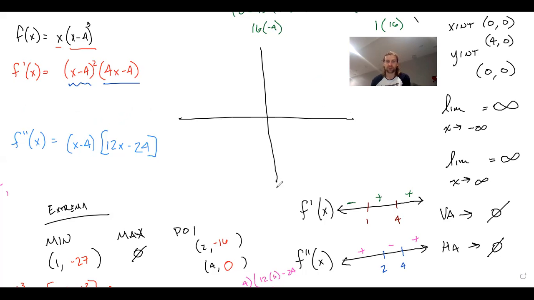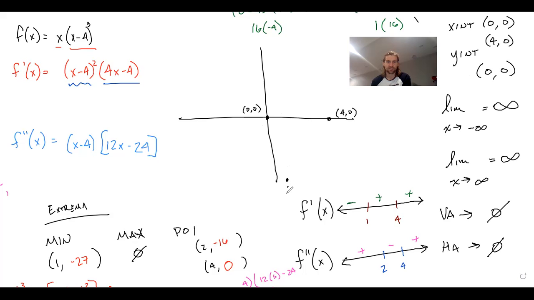So we could make a scale that goes all the way down to negative 27 and then plot those out. Or if we just go through and make our chart here, our x-intercepts, we have one at (0, 0) and one at (4, 0). We have a y-intercept at (0, 0). We have a min at (1, -27). Now that's the lowest point here.